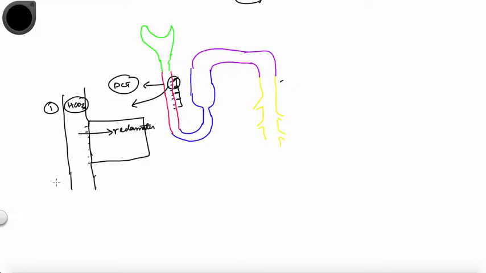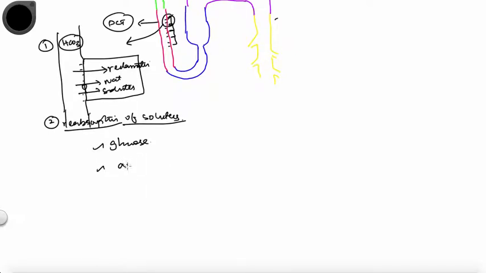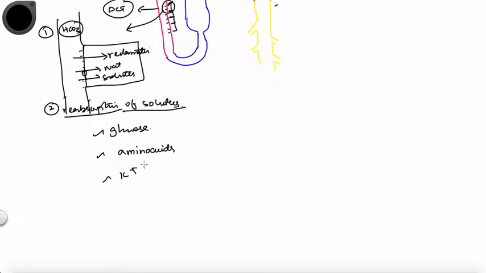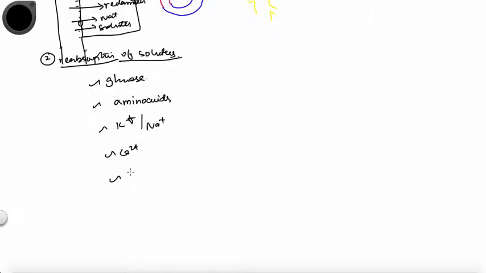Number two function of the PCT is the reabsorption of various solutes. A lot of the solutes are maximally absorbed in the PCT, usually by coupling with sodium, for instance the sodium glucose co-transporter, which absorbs glucose. So a lot of solutes and nutrients like glucose, amino acids, potassium, sodium, calcium, phosphorus. These are the most important ingredients that are maximally absorbed.